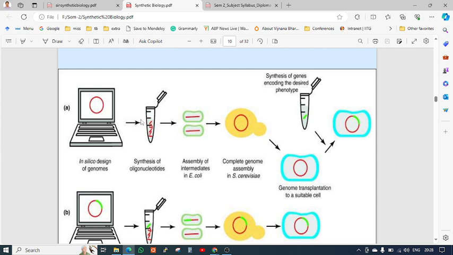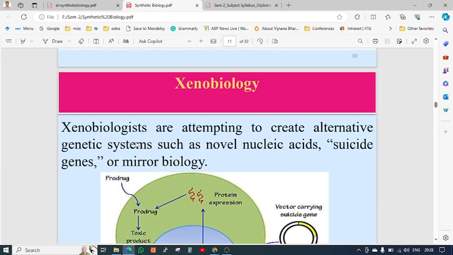This is how the designed genome or sequence can be implemented in E. coli bacteria. Because first E. coli bacteria look yellow, but after the incorporation it looks like a different thing. So according to our needs, we have to design this kind of thing.